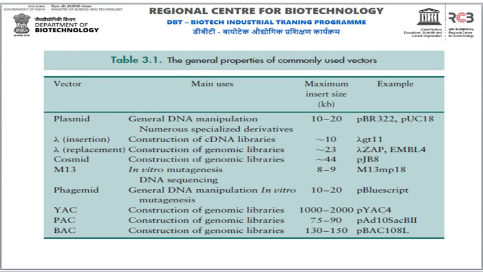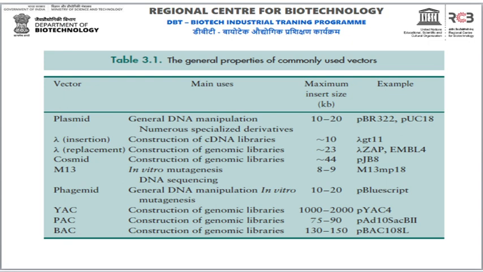If you take plasmid, the maximum insert size is 10 to 20 kb of DNA. They can be inserted or they can be cloned. Lambda insertion vector, the insert size is approximately 10 kb, and lambda replacement vector, the approximate insert size is 23 kb, and for cosmid, the approximate insert size is 44 kb, and for M13, the approximate insert size is 8 to 9 kb. And for phage P1, the approximate insert size is 10 to 20 kb.